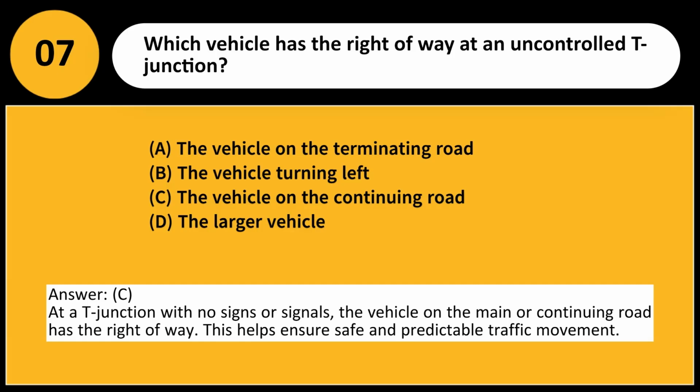At a T-junction with no signs or signals, the vehicle on the main or continuing road has the right of way. This helps ensure safe and predictable traffic movement.